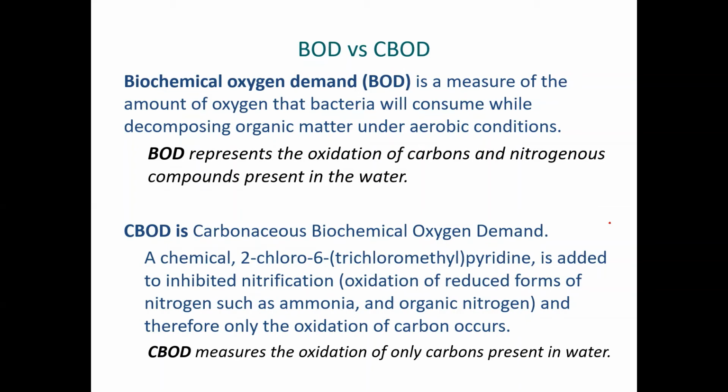So it says here they add this chemical, 2-chloro-6-trichloromethylpyridine, and apparently what that does is it inhibits certain chemical reactions, nitrification specifically. Because what they're trying to do is see only reactions that oxidize carbon. There are some degradation reactions that oxidize other compounds such as ammonia. So this is apparently a little bit more accurate in terms of estimating the amount of oxygen that is used to consume organic carbon-based compounds.